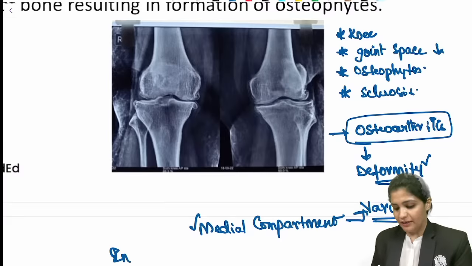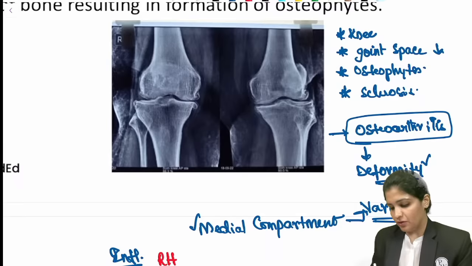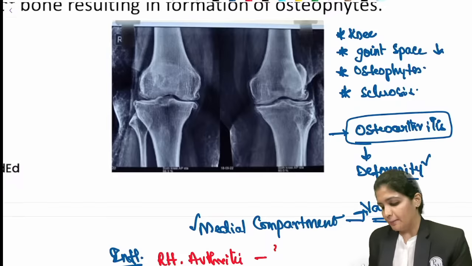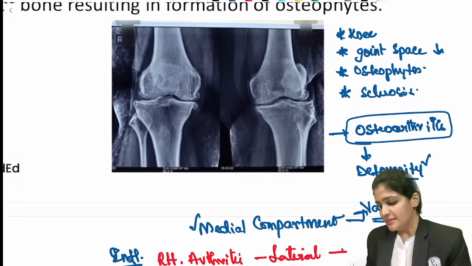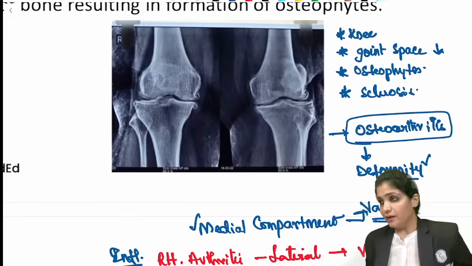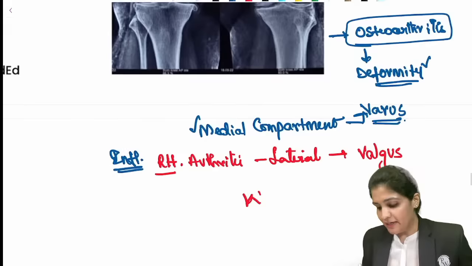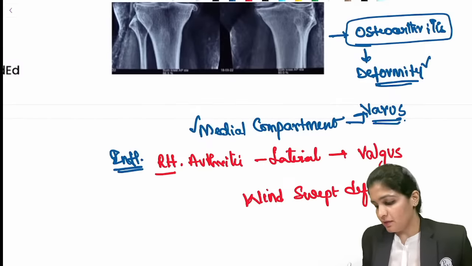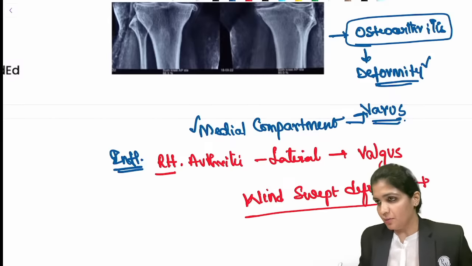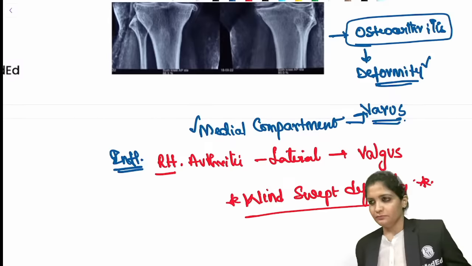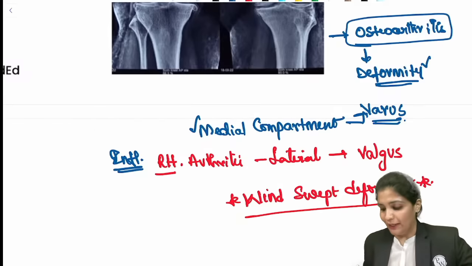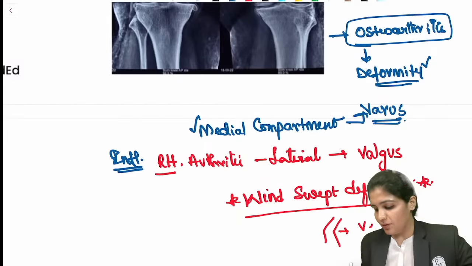But in case of inflammatory conditions such as rheumatoid arthritis, there will be involvement of the lateral compartment. Hence it can even have valgus deformity. Or there is one more important condition called windswept deformity. So what is this windswept deformity? Windswept deformity is nothing but one knee in valgus, another knee in varus. So if you have two knees, one will be in varus and one more knee in valgus. That is called windswept deformity.